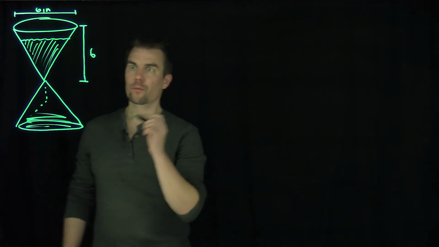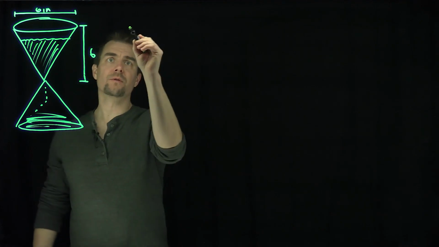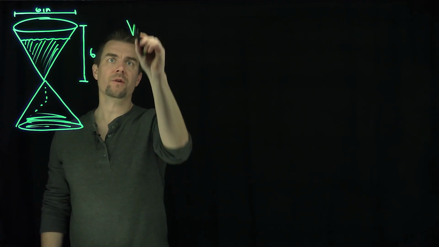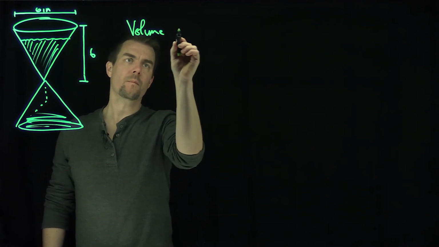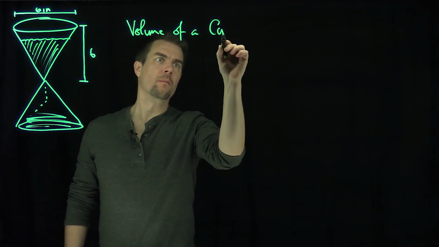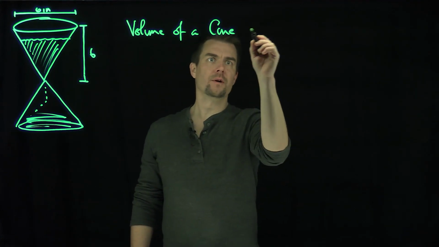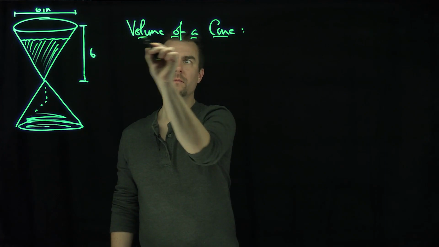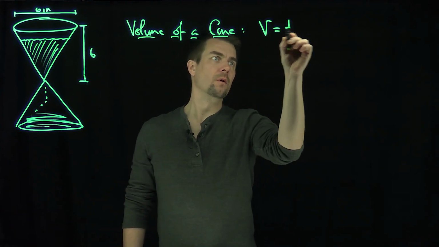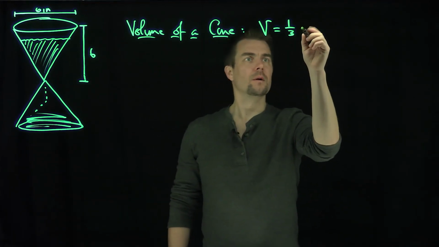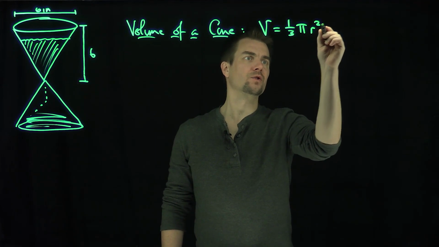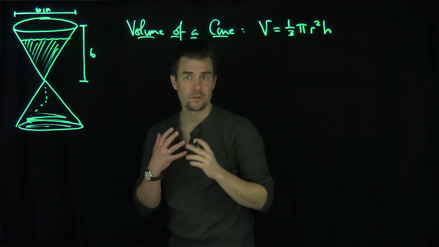And so we'll recall some properties about cones, right? For cones, we know that the volume of a cone is 1/3 pi r squared h. That's the formula for the volume of a cone.